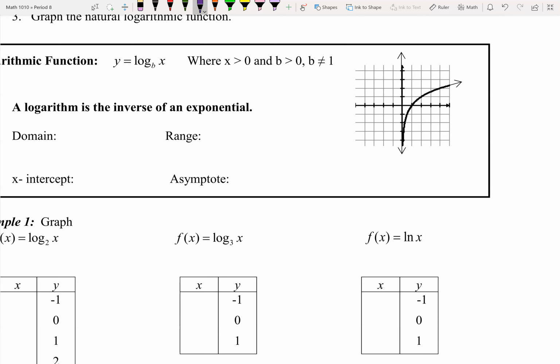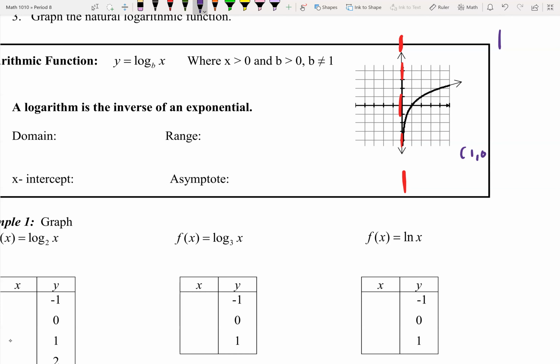The word log begins with an L. The letter L looks like a vertical line. So a log has a vertical asymptote. That's a very easy way to remember. When you do an exponential, you're going to say, it doesn't have an L, so it's not vertical, it's got to be horizontal.